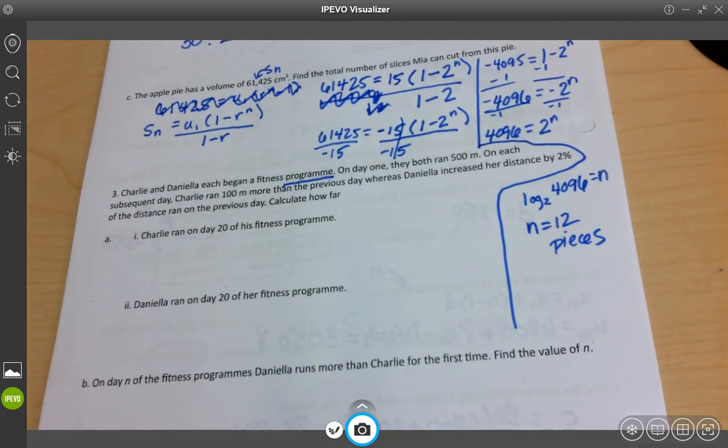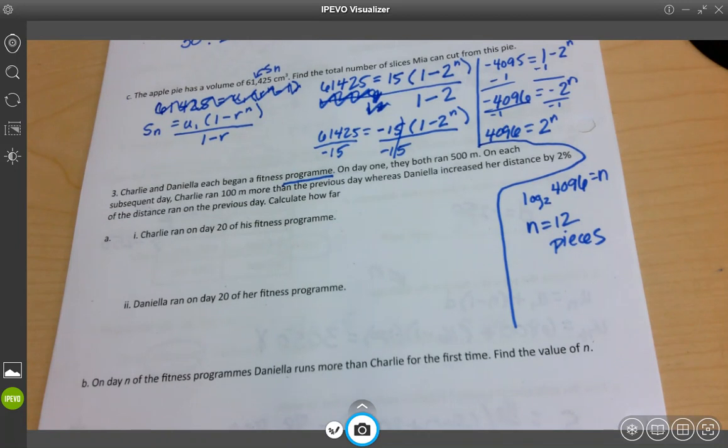Program, right? Charlie and Daniela each began a fitness program. On day 1, they both ran 500 meters. On each subsequent day, Charlie ran 100 more than the previous day, whereas Daniela increased her distance by 2% of the distance she ran the previous day. Calculate how far Charlie ran on day 20 and how far Daniela ran on day 20.